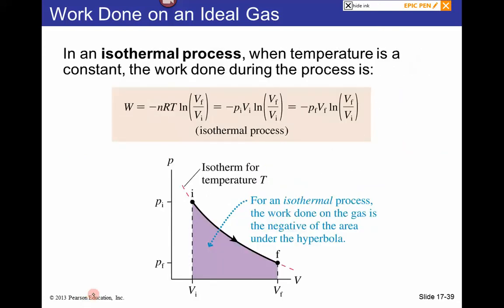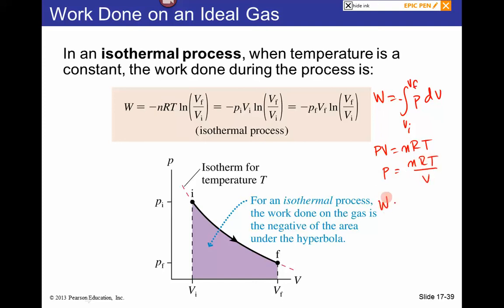So the next process is an isothermal process, and this process has this equation here, and let's see where it comes from. You start here and you end up here. So what is the area of this curve? Let's write that the work is the integral from the initial to the final of minus P dV. Now from the ideal gas law, we know that PV is equal to nRT, but the T is constant, so we can write that P is equal to nRT over V.